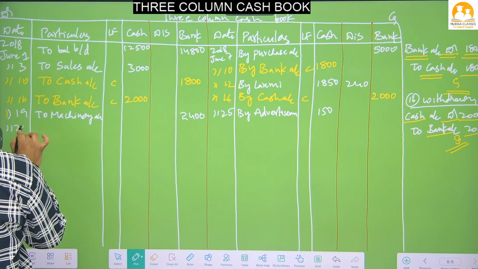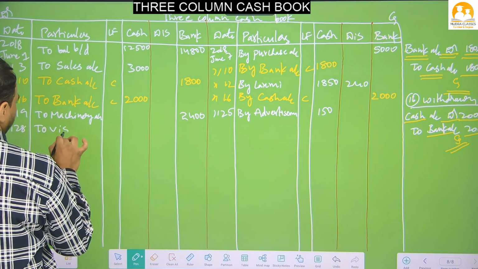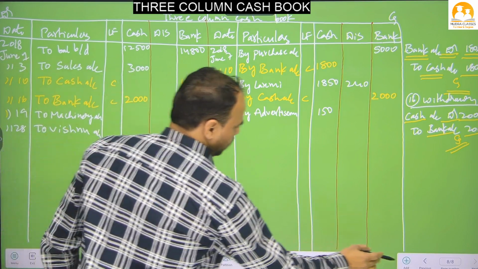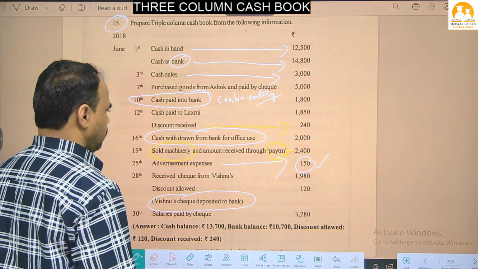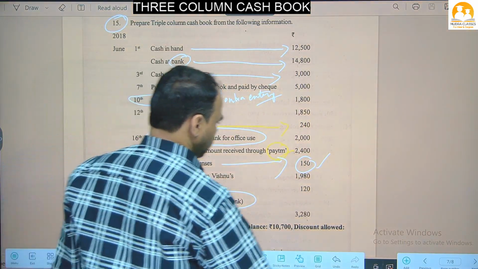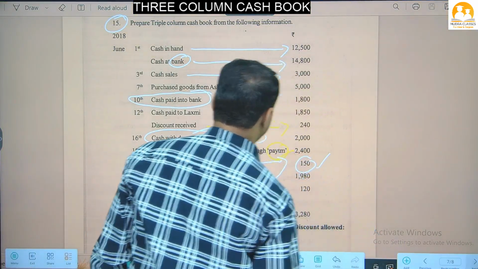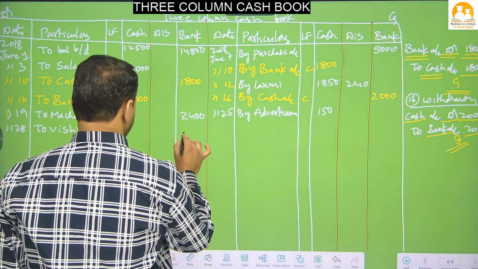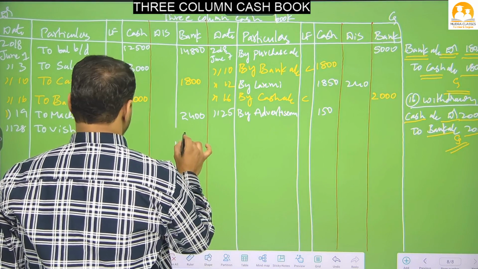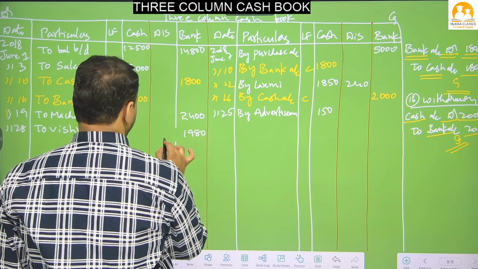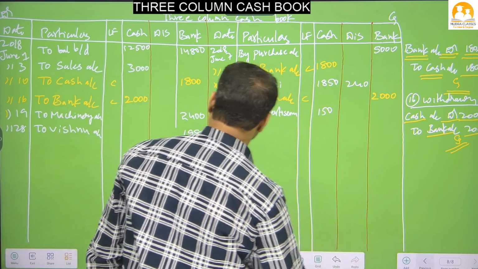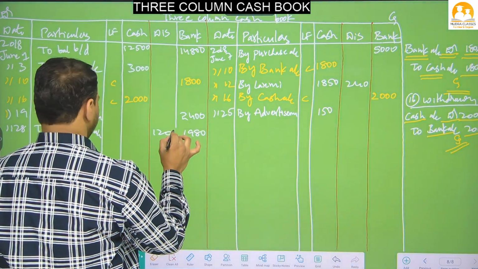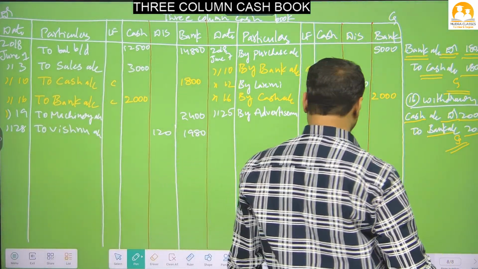Date 28 to Vishnu account. Amount write in bank column. I think 2800 something is there. So 1980, beta. 1980 and 120. So 1980 and discount, how much discount? 120. Discount right, 120. Okay, so see the next transaction.